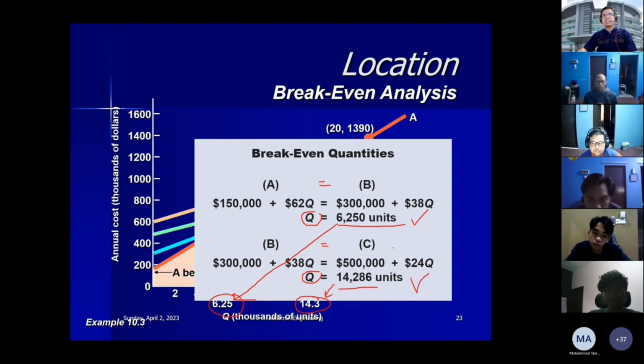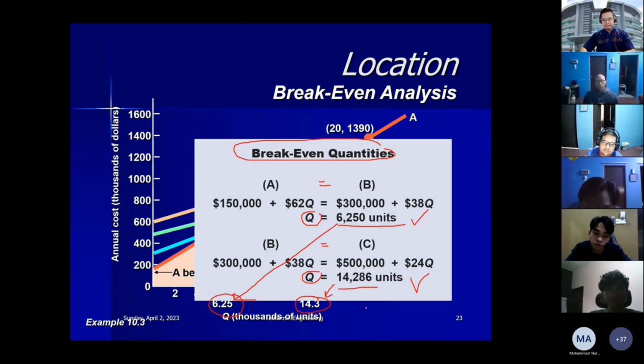In order to calculate the break-even point or break-even quantities, during the examination, if you are able to plot a graph, and you have to find the break-even points, then in order to double check that the break-even point is the correct answer, you can calculate based on our linear trend equations: A equals B equals C, and then double check. Is it correct? Okay, good. So we get the correct answer.